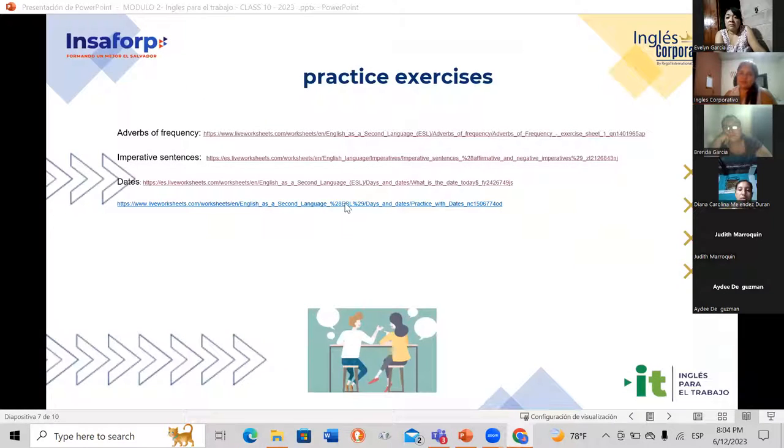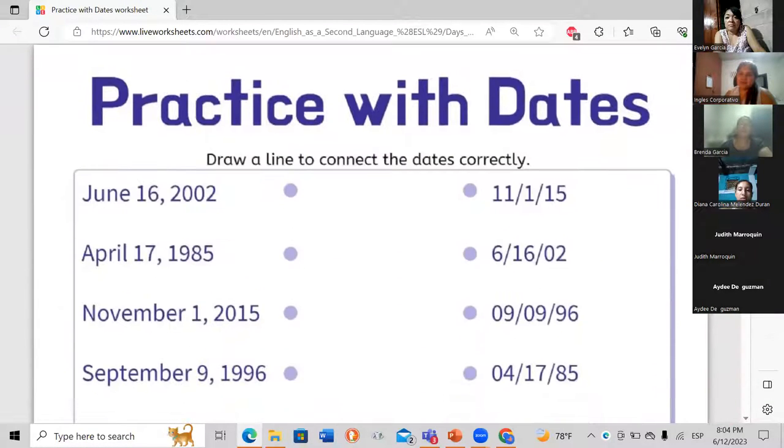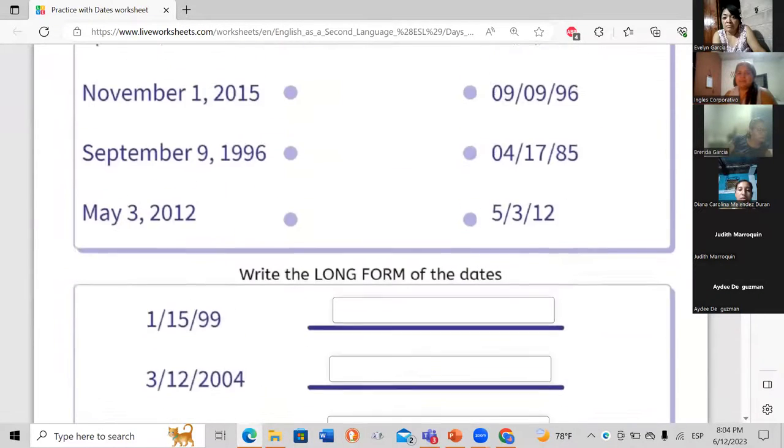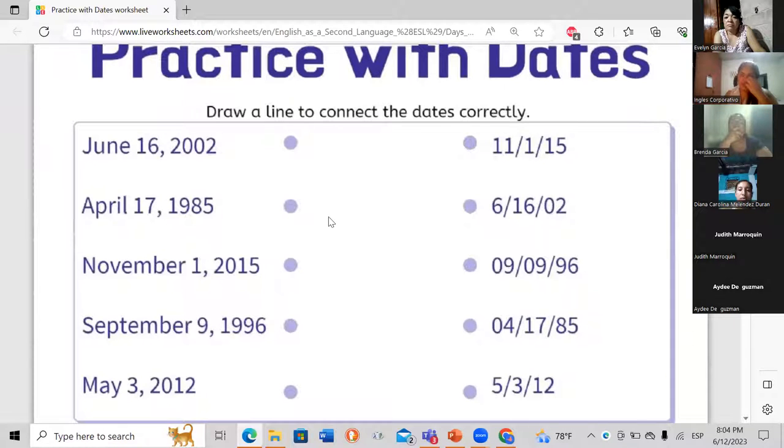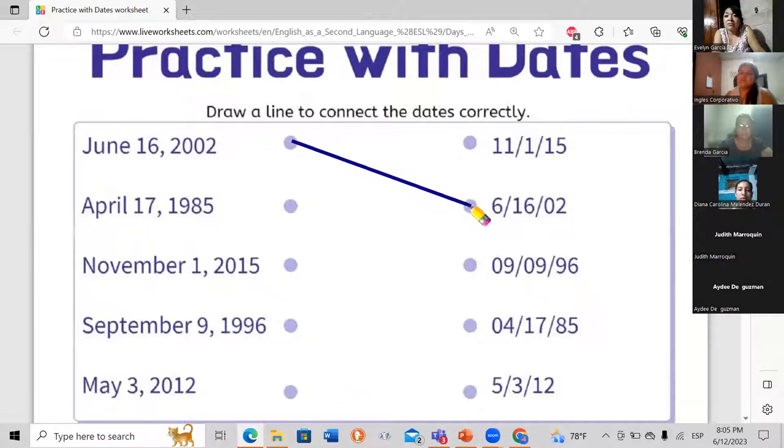Vamos a mover. We have here another exercise. Practice with days. We're going to draw a line to connect the days correctly. But you're going to tell me, how do you pronounce this? Evelyn, first one. June 16, 2002. Okay, good. Next.